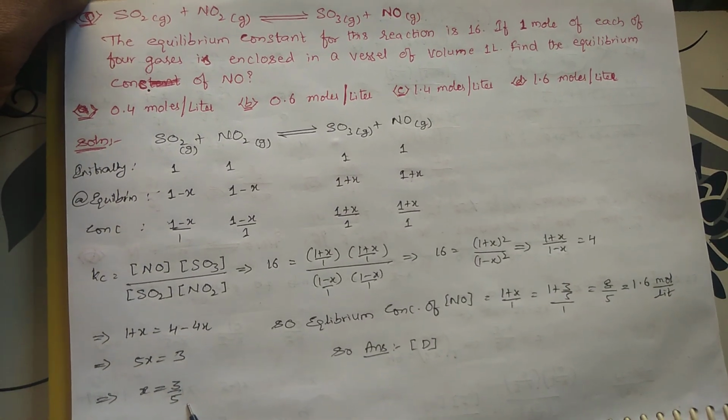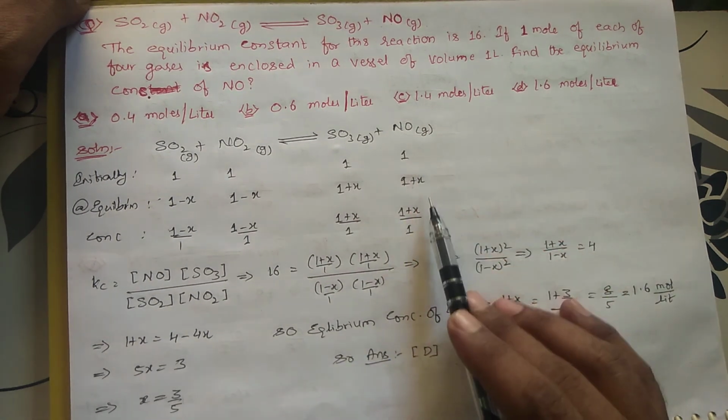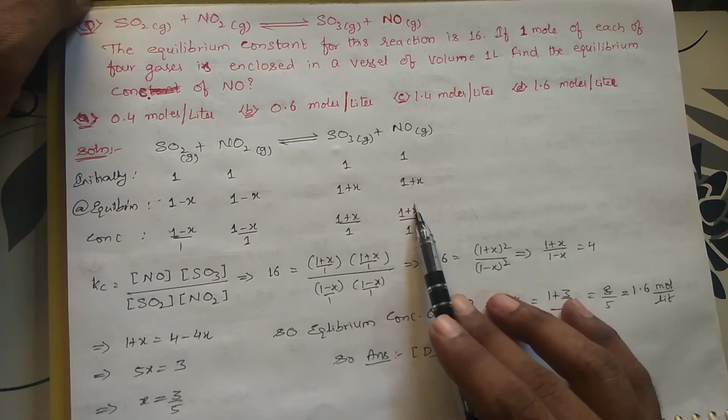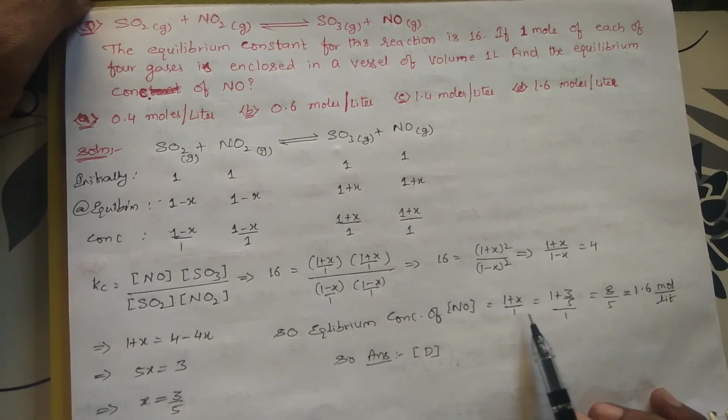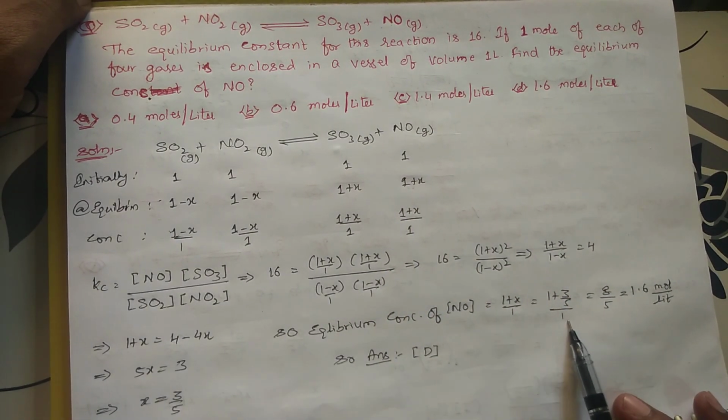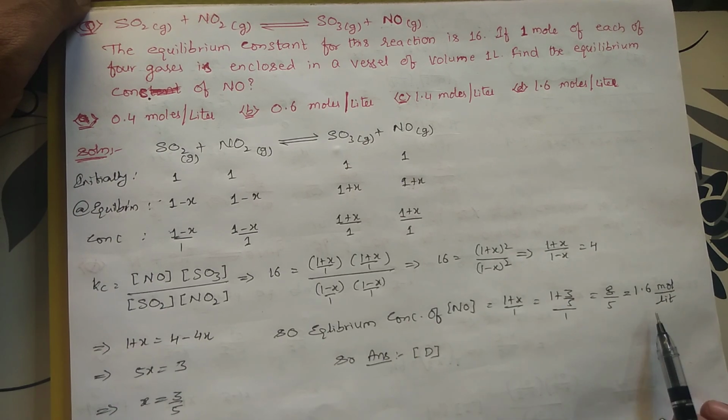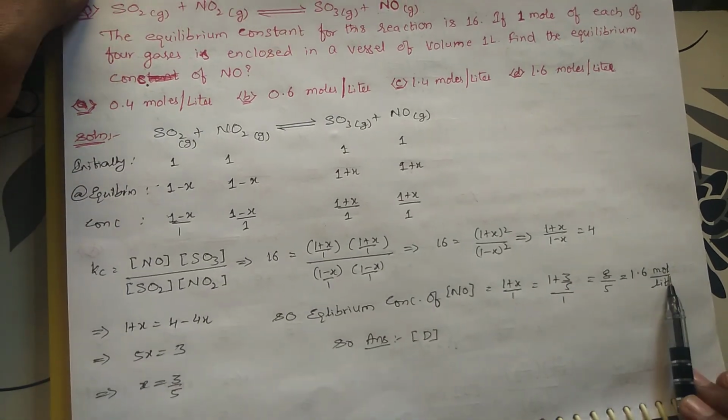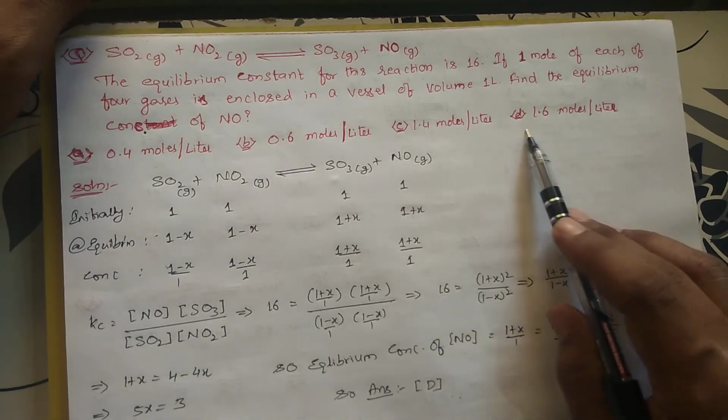What he is asking is the concentration at the equilibrium, right? So this is the condition he is asking. He is not asking the number of moles, he is asking the concentration. So it is 1 plus 3 by 5, by 1, which is 8 by 5. 8 by 5 is approximately equal to 1.6 moles per liter. So obviously the answer is this one.